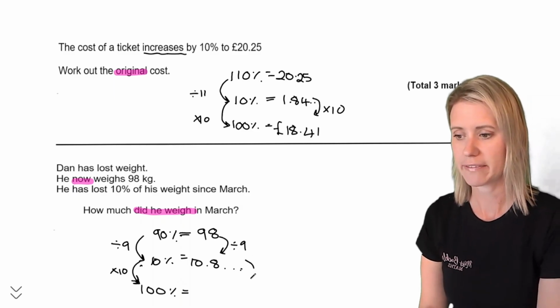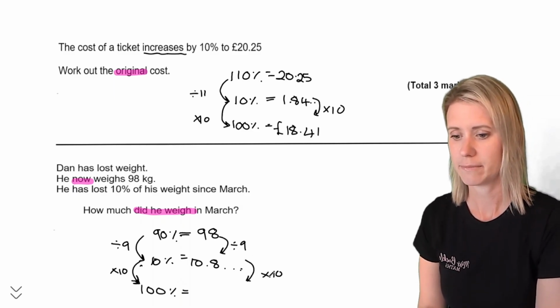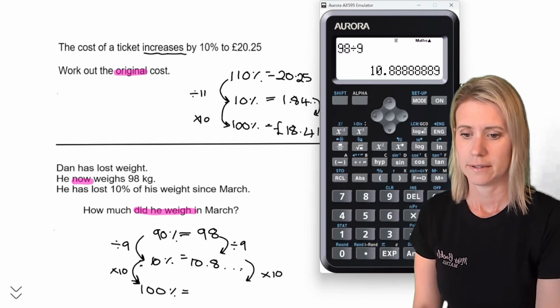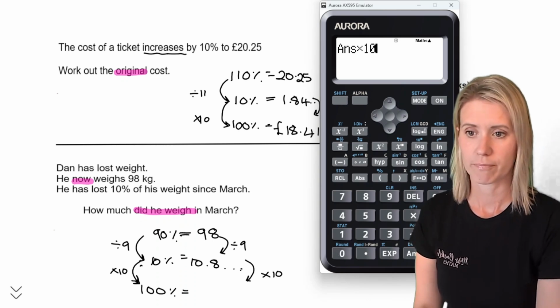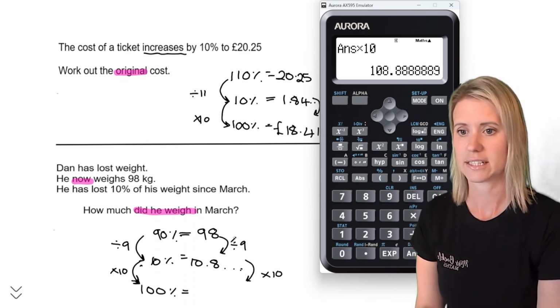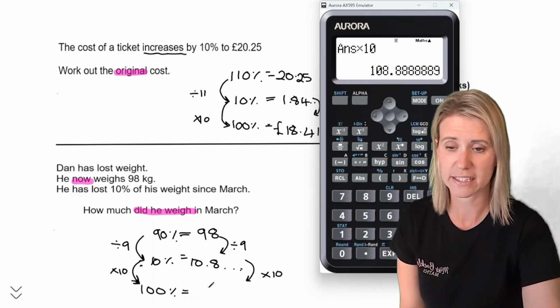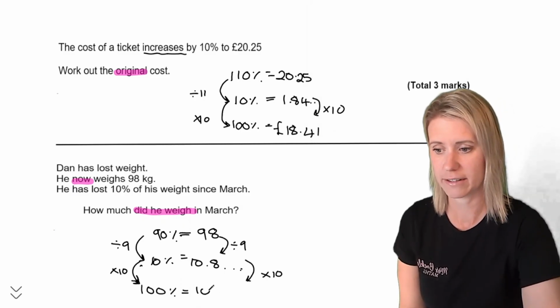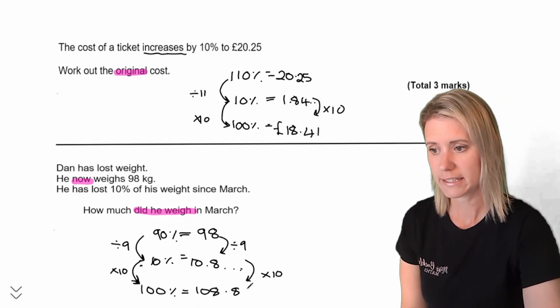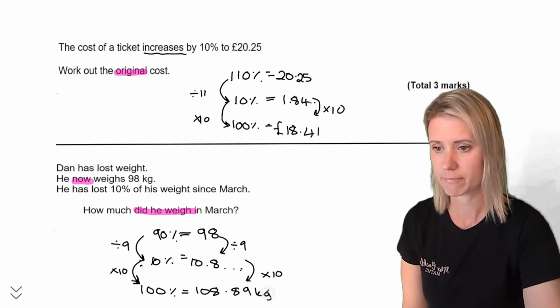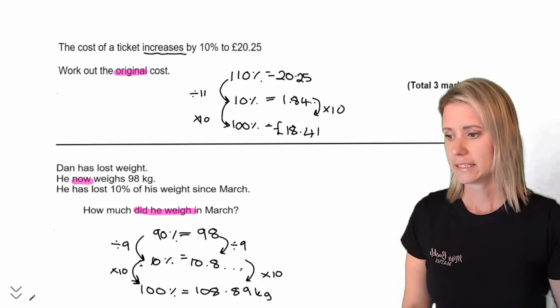And 100% then we're going to times it by 10. And that gives us 108.89 if we're doing it to 2 decimal places. 108.89, units are in kilograms. Okay. Next question.